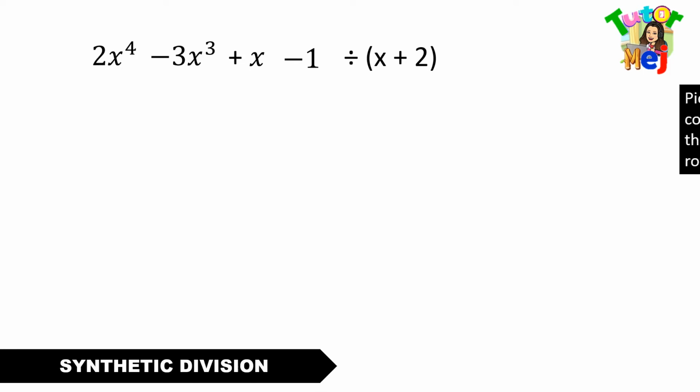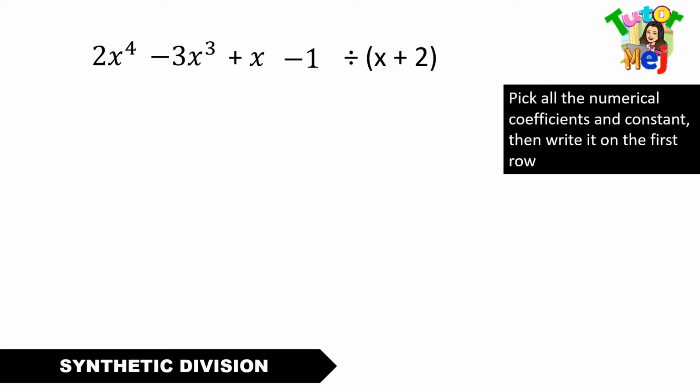Now we are ready to pick all the numerical coefficients and constant, then write them on the first row. Okay, so let's start with positive 2. We have negative 3. Now next, if you can see here, there is no x squared. Therefore, we are going to put here 0. And then next, for that x, we have positive 1. Then here, we have negative 1. Now, we will put the divisor here as negative 2.